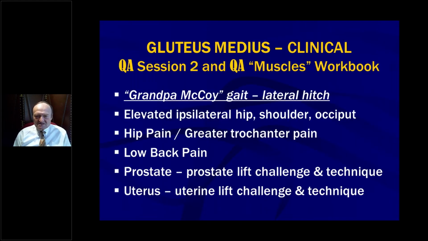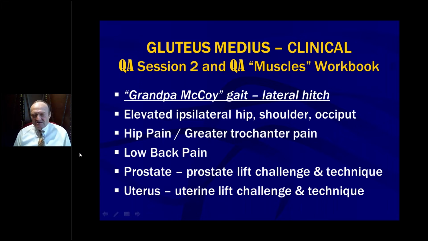Now, the gluteus medius will create a Grandpa McCoy gait, a lateral hitch to the same side as the weakness, the same side as the ipsilateral elevated hip and shoulder and occiput. The patient may have hip pain or greater trochanter pain or low back pain. These patients could be related to the prostate, meaning the prostate lift challenge and technique, or the uterus, if it's a woman, uterine lift challenge and technique.